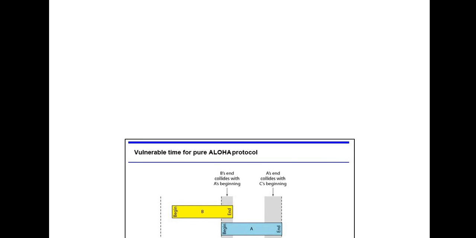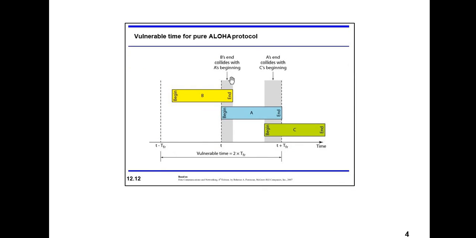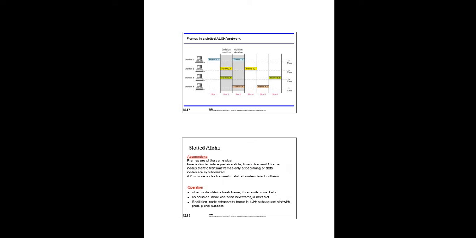The vulnerable time for pure Aloha: B's send collides with A's beginning in this place, and A's send collides with C's beginning in this place. So the total vulnerable time is 2 times TFR. The throughput is G times e power minus 2G.